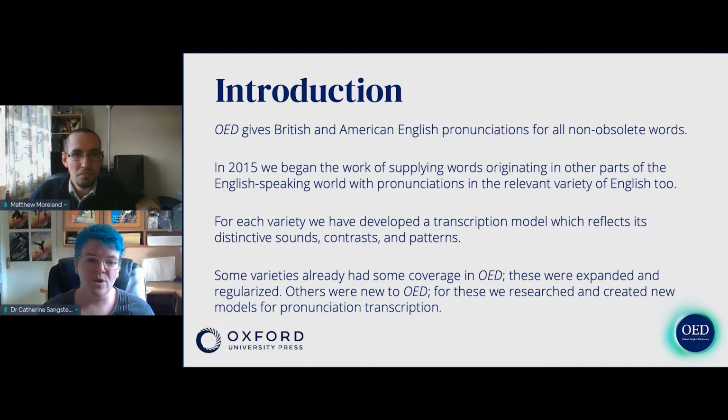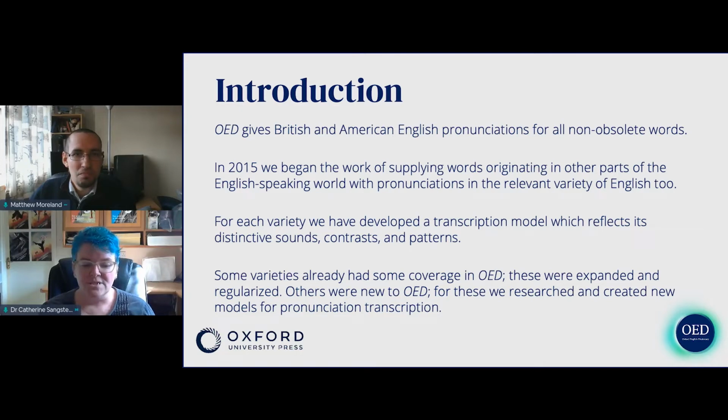There were two different ways we had to handle this because some varieties did already have some coverage in OED, like Scottish English or Canadian English. And in those cases, we looked at what was there, we made sure we were happy with it, we regularized it and expanded it to cover a wider number of entries. And other World Englishes were entirely new to OED coverage. For those, we needed to create new models for transcription and do some more research.